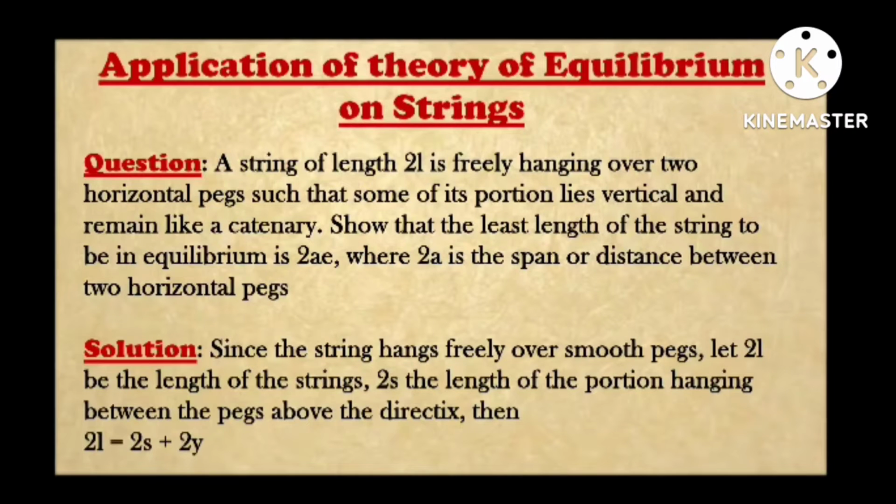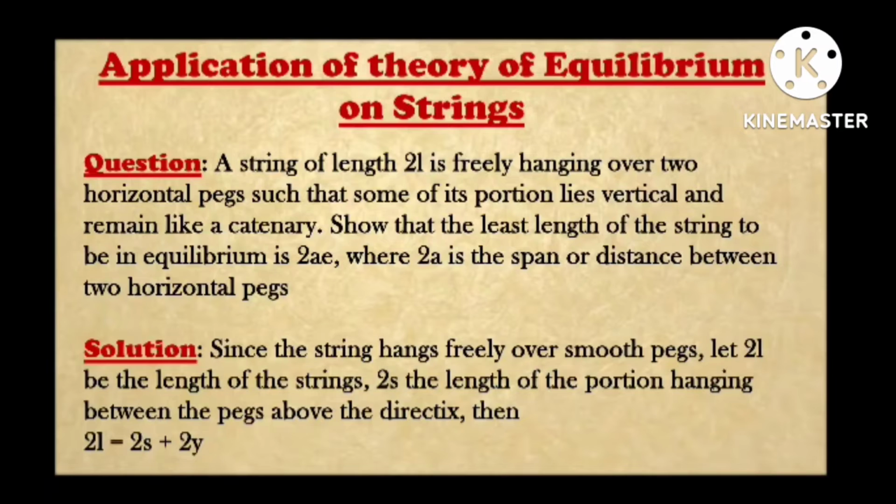Now the application of the theory of equilibrium on strings. This topic I'll be covering through an example. The question is: a string of length 2L is freely hanging over two horizontal pegs such that some of its portion lies vertical and the rest remains like a catenary. Show that the least length of the string to be in equilibrium is 2ae, where 2a is the span or distance between the two horizontal pegs.